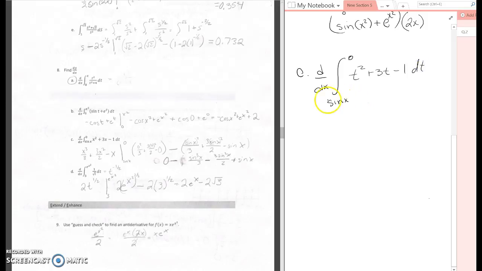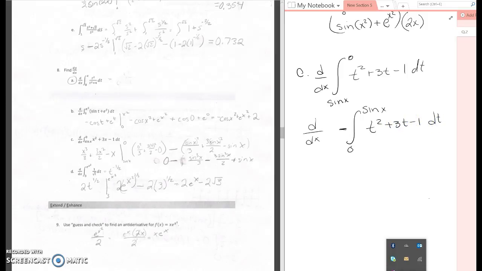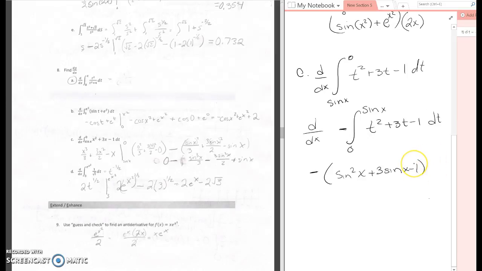Okay, when the expression is down below, the first thing we have to do is swap it and put it up top. Now when we do that, we get a negative out in front. So then it'd go from 0 to sine of x. Then to take the derivative, we're going to leave the negative out front, but then we're just going to plug the sine of x in, so we'd have sine squared of x, since that's t squared, plus 3 sine of x minus 1, and then we have to multiply by the derivative of sine of x, so that'd be cosine of x. Okay, so that's those problems.